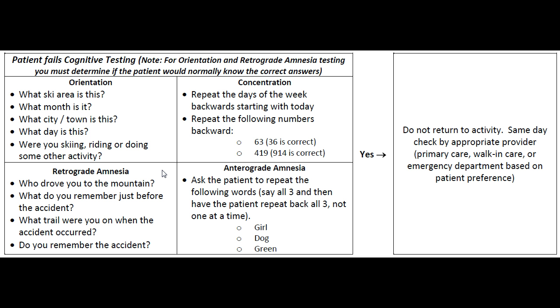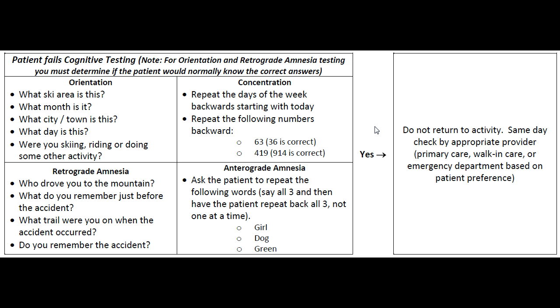But for the purposes of this evaluation, if they remember all 3 of them right after you ask them, then they pass. And if they don't remember all 3, then they failed cognitive testing. So any findings in here suggest a concussion. So you don't want them to return to activity. Again, you're trying to avoid that second hit.